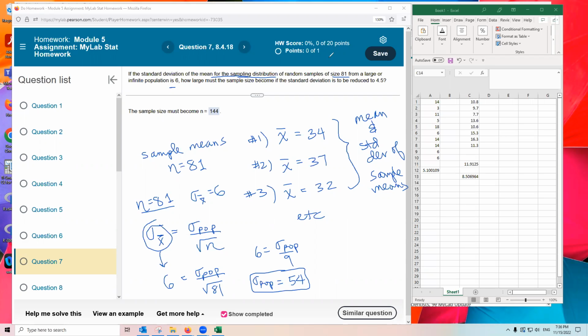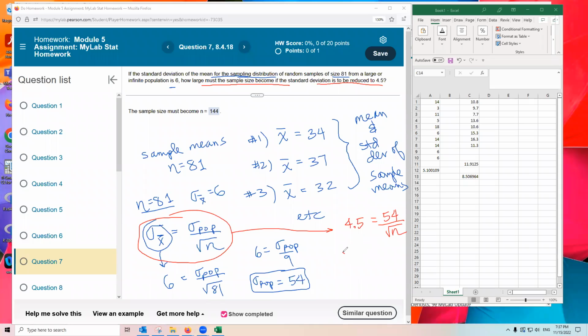All right, let's go to the second part of the question. It says, how large should the sample size be if the standard deviation is going to be reduced to 4.5? So now what they want to know is, what should the sample size be? I'm going to use the same formula again, but now n is the unknown quantity. So the standard deviation of the sample means is to be reduced to 4.5. The population standard deviation is 54, and we want to figure out the sample size n.